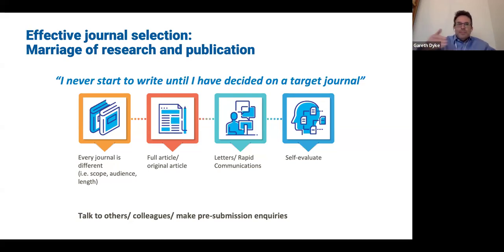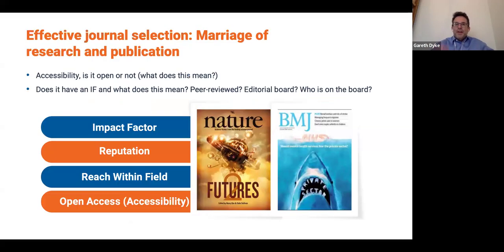Ask editors over email, would you be interested in considering this paper for submission to your journal? Very, very important, because this early stage of the publication planning process is really a marriage between your research and its eventual publication. So researchers ask us all the time about this, and they are looking, when selecting a journal, for impact factor, for reputation, for that journal's reach within the field, and for whether or not the journal is open access or not, which we'll talk about in a moment.